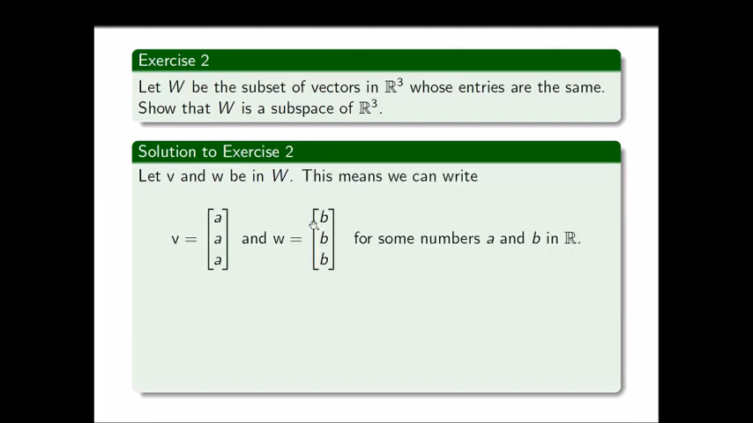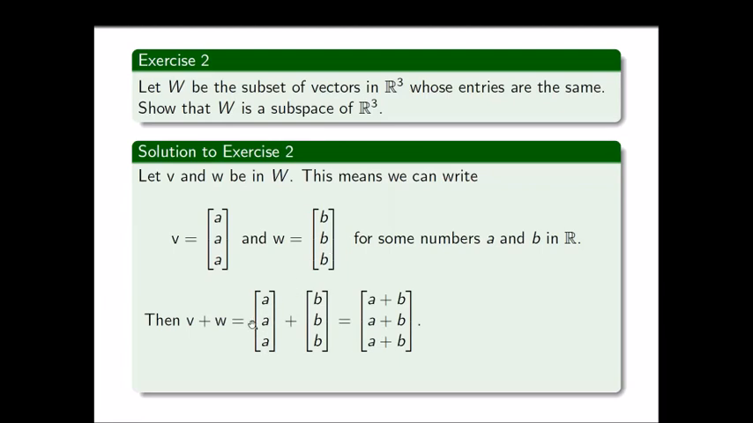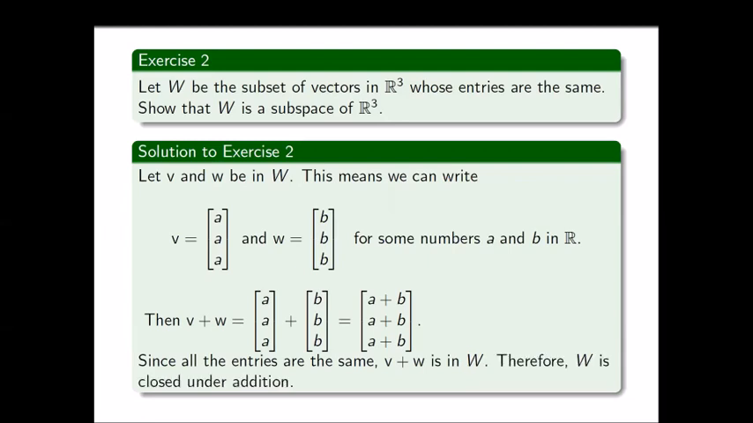This means we can write them as vectors A and B for some numbers A and B in R. Why? Because every vector in capital W is a vector whose entries are all the same. So, for some numbers A and B, V is going to have entries A, and W is going to have entries B. And when we add them, we get A plus B, A plus B, A plus B. And again, this vector has all the entries equal to each other. And that means that V plus W is in the set W, and therefore W is closed under vector addition.